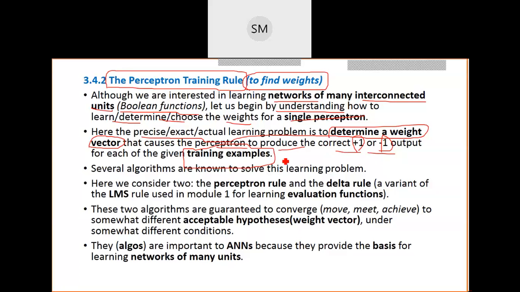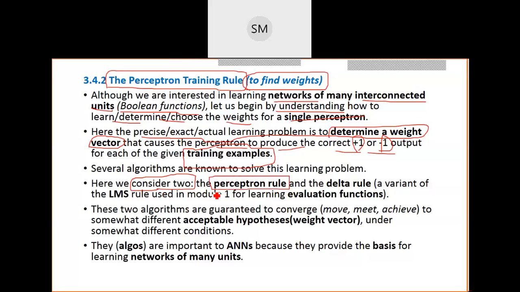To solve this, the most commonly used algorithms in this module are two algorithms for this purpose. Which purpose? To find out the weights, we have two algorithms. The first algorithm is called the perceptron rule.